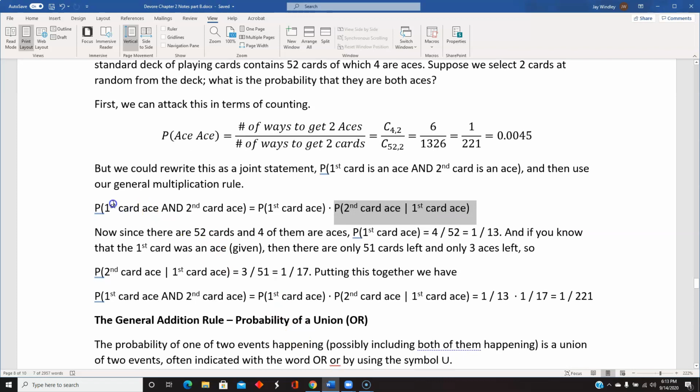So if we put all that together, the probability that the first card is an ace and the second card is an ace is the probability that the first card is an ace times the probability that the second card is an ace, given that the first card is an ace, which is 1/13 times 1/17, which is 1 over 221, which is exactly the same 1 over 221 that we got here. So up here we did it by, I guess you would say, combinatorics and counting the number of ways that our event can happen, getting 2 aces, divided by the total number of things that can happen. And down here, I'm figuring out the same probability using our general multiplication rule.